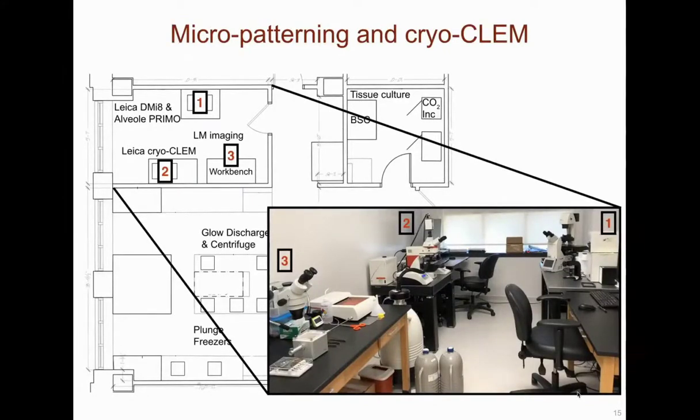To support our light microscopy, micropatterning, and CLEM imaging experiments, we designed a dedicated light microscopy imaging lab within the temperature and humidity controlled Biosafety Level 2 laboratory footprint. A workbench for sample prep and handling, a Leica DMI-8 with the Alvéole PRIMO system, and a Leica-EM Cryo-CLEM unit are in the suite.